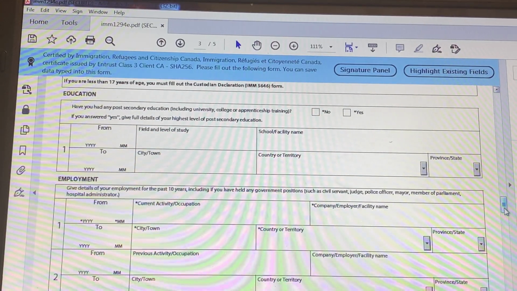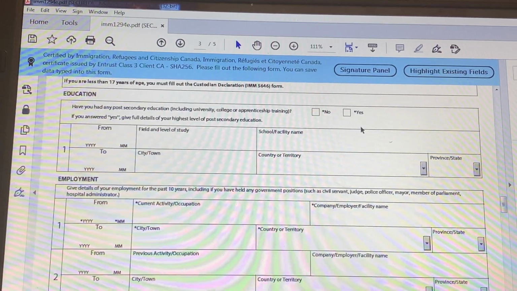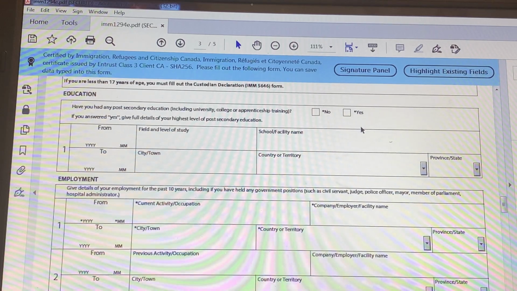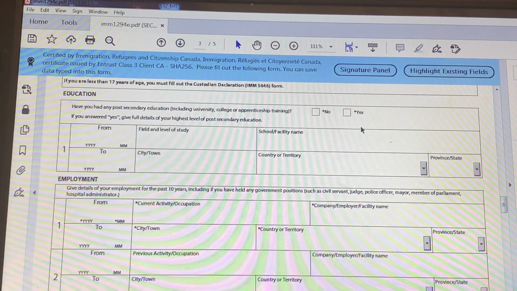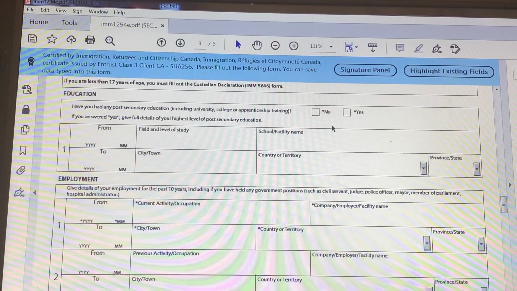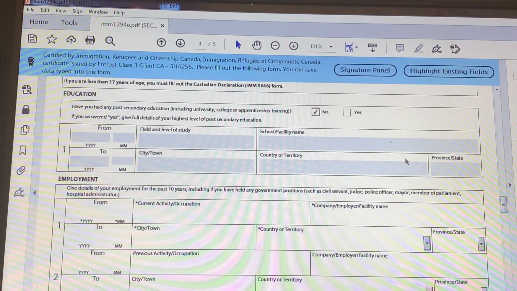Okay, now education, guys. Have you had any post-secondary education, including university or college or training? Now, this is what you are gonna have to put in for yourself in terms of, have you done this? This is pretty personal to you. Okay, guys? No, so just for the purposes of this application, I'm just gonna say no, just to make it a little bit easier. That is grayed out.